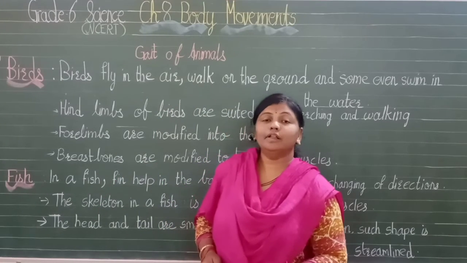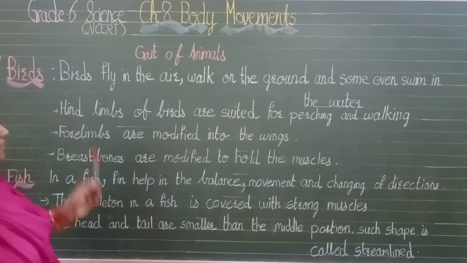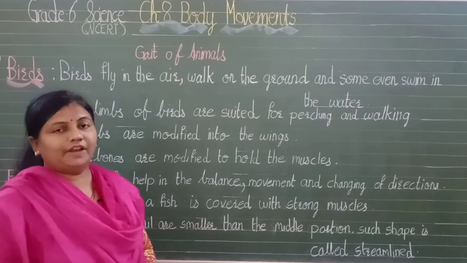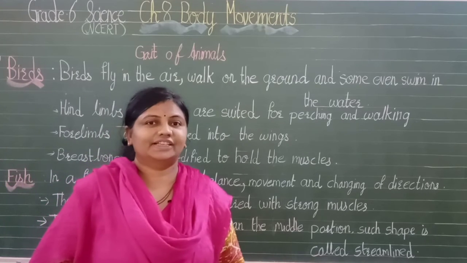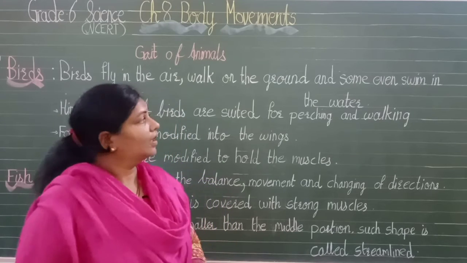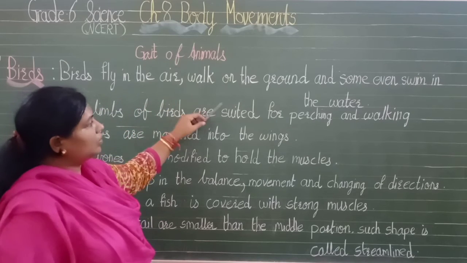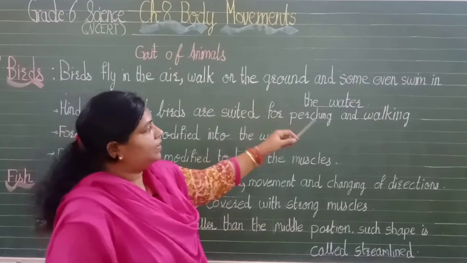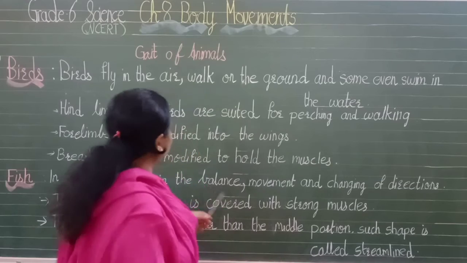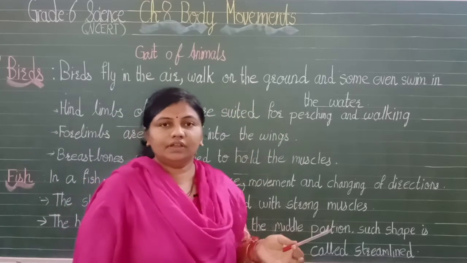Okay, now let us see the movement and structure in the birds. Yes, students, birds can fly. Even we like to fly, but it is not possible for us, isn't it? Because we don't have wings. Now birds fly in the air, walk on the ground, and some even swim in the water. They have all the 3 features, isn't it? They can walk, they can swim, and they can even fly.